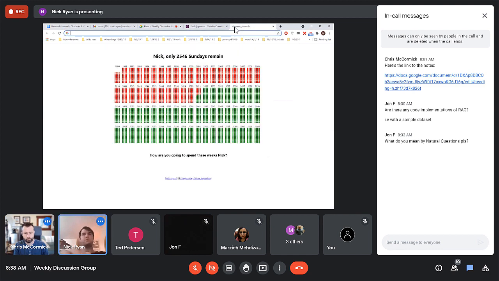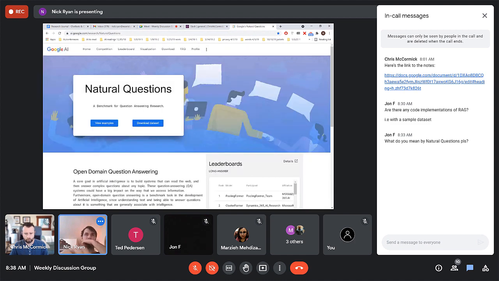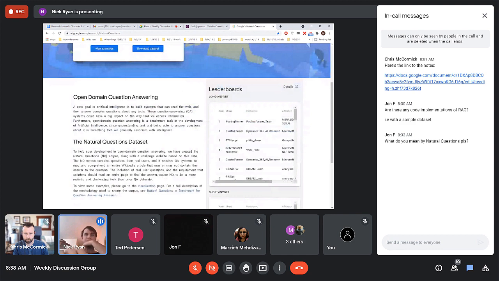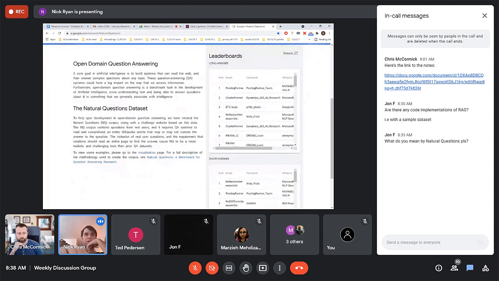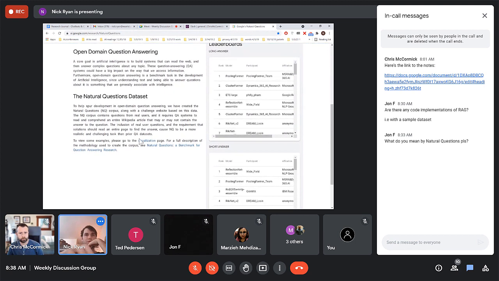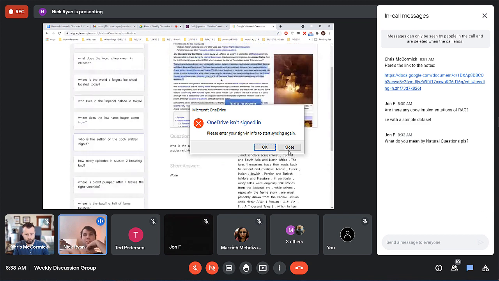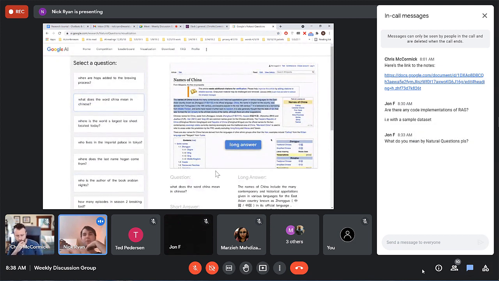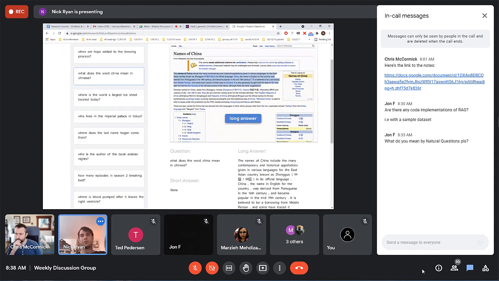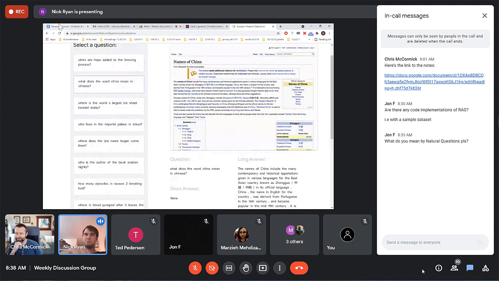We can do a quick Google. Yeah, okay, so this is the Google product, and this was used for the efficient QA competition as well. So who is the author of the book Arabian Nights? Short answer, none. Long answer. But yeah, here it's guaranteeing that there's something in the Wikipedia article, which is the non-parametric knowledge that can be used to help answer this question. What does the word China mean in Chinese?